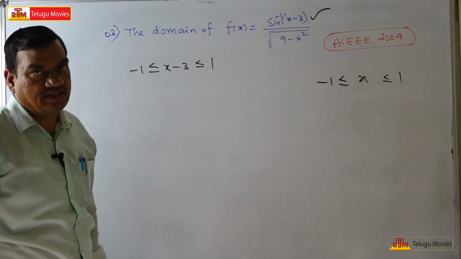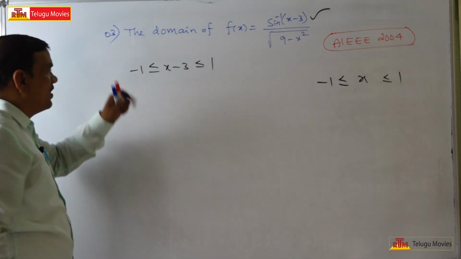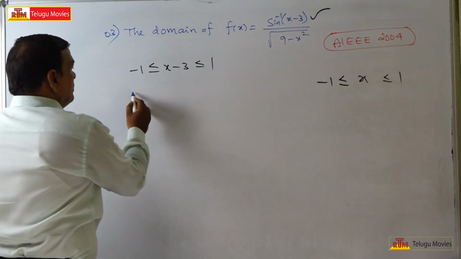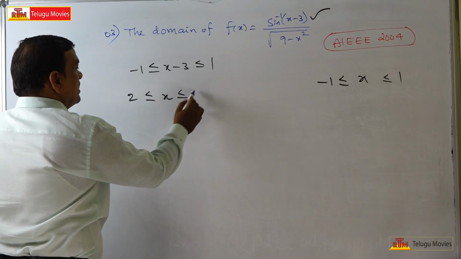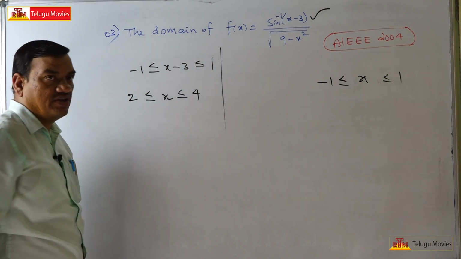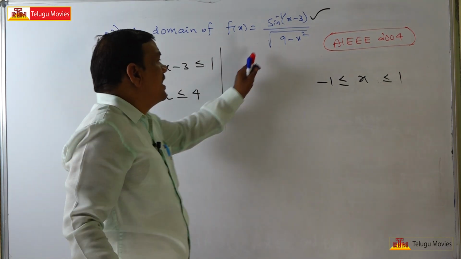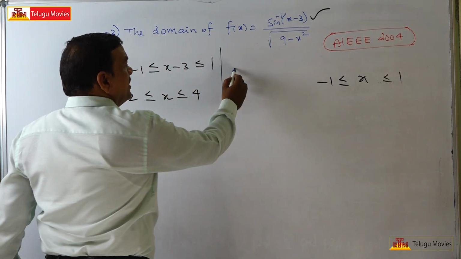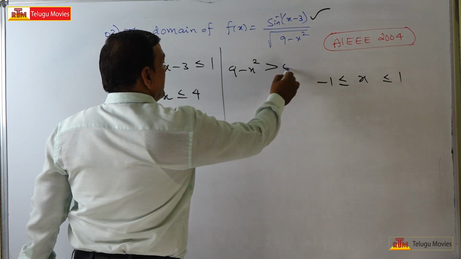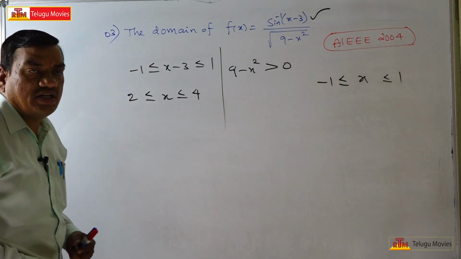minus 1 and plus 1. Now we want x, so add 3. If you add 3, this is 2 less than or equal to x less than or equal to 4. Call it equation number 1. Coming to denominator, root of 9 minus x square. Obviously 9 minus x square should be strictly greater than 0. Why? Because it cannot be equal to 0.